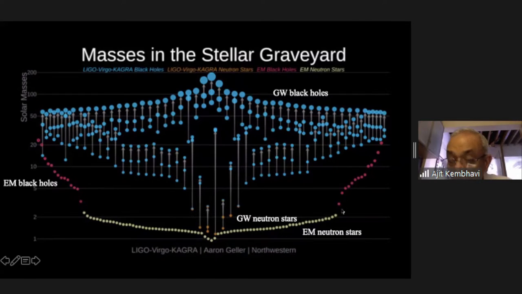What do you mean by that? Means that these black holes were detected because of the electromagnetic signals which are emitted, not during the spiral, but as X-ray binaries, about which we have talked. Okay, and then these are electromagnetic neutron stars. Meaning that these neutron stars also have been detected because of the presence in objects like X-ray binaries.